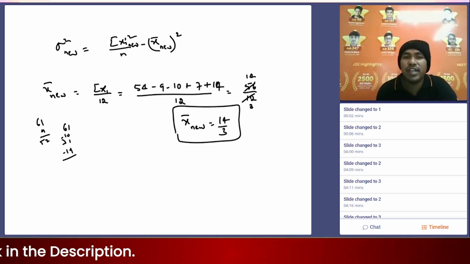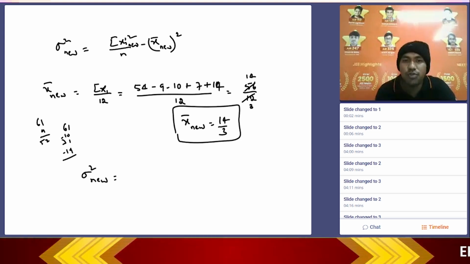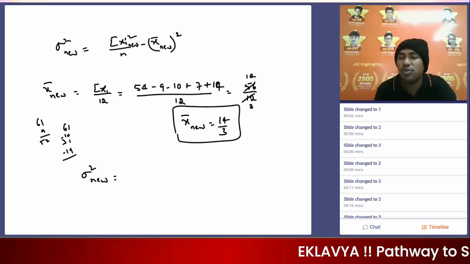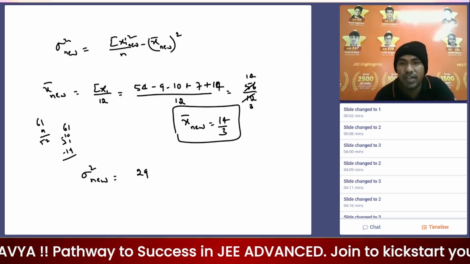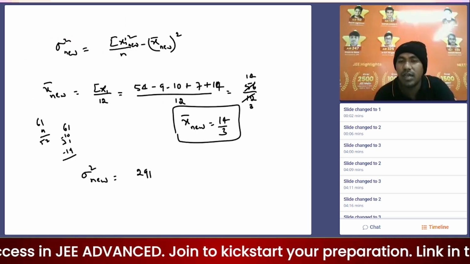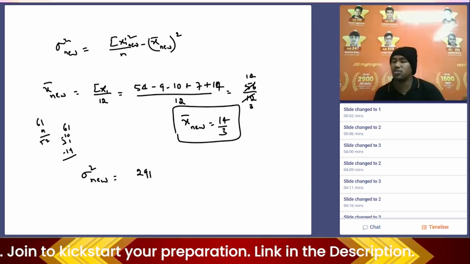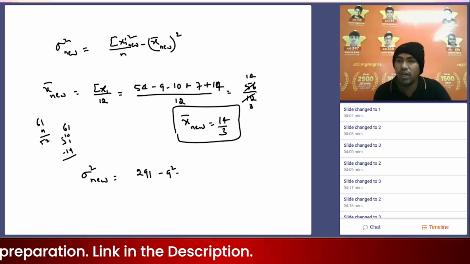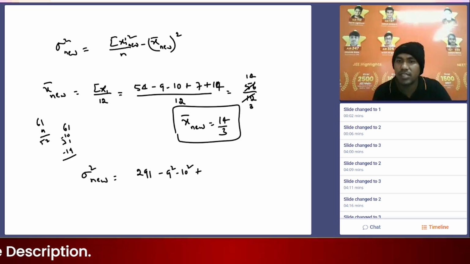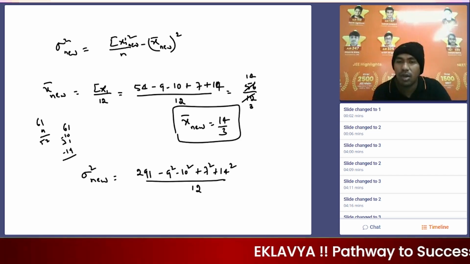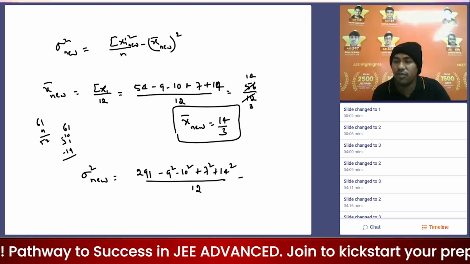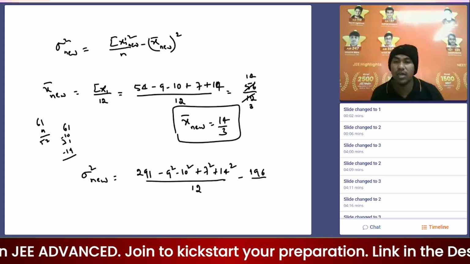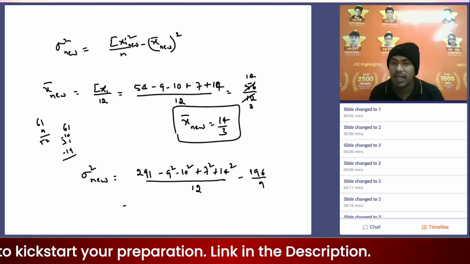Right? Now what will the new variance become? The old value we are having is 291, right? We need to remove 9 square and 10 square, because those two are included in this, and we need to add 7 square plus 14 square, upon 12, minus the new mean square, which will be 14 by 3. So 14 by 3 whole square will become 196 by 9, right?